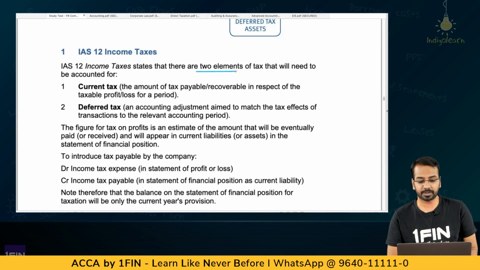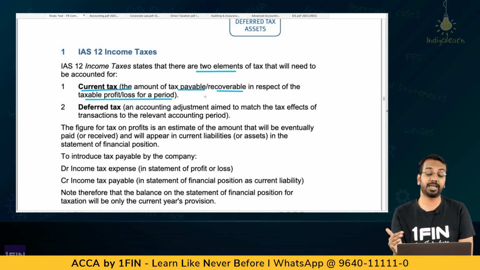There are two elements of tax. One is called the current tax, that is the amount of tax payable or recoverable in respect of taxable profit or loss for a period. Now payable is when you have to pay, recoverable is when there is a refund due, or in some cases like in US, there is also provision of carryback. So for example, previous year you paid tax, current year you have a loss, you can claim refund.